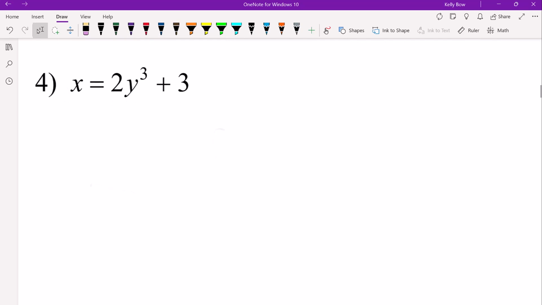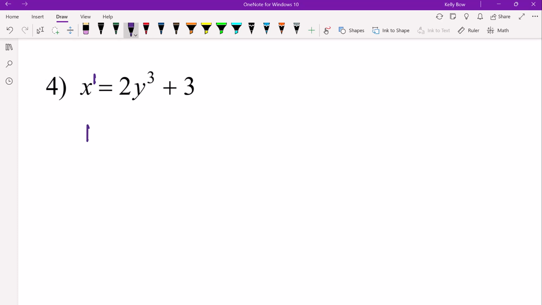So for example, we're going to take the derivative of each of these. The derivative of x, the first, is just 1. The derivative of 2y cubed is 3 times 2, which is 6y squared, and now you take the derivative of y, so dy dx. The derivative of the constant 3 is 0, so we don't have to write anything.